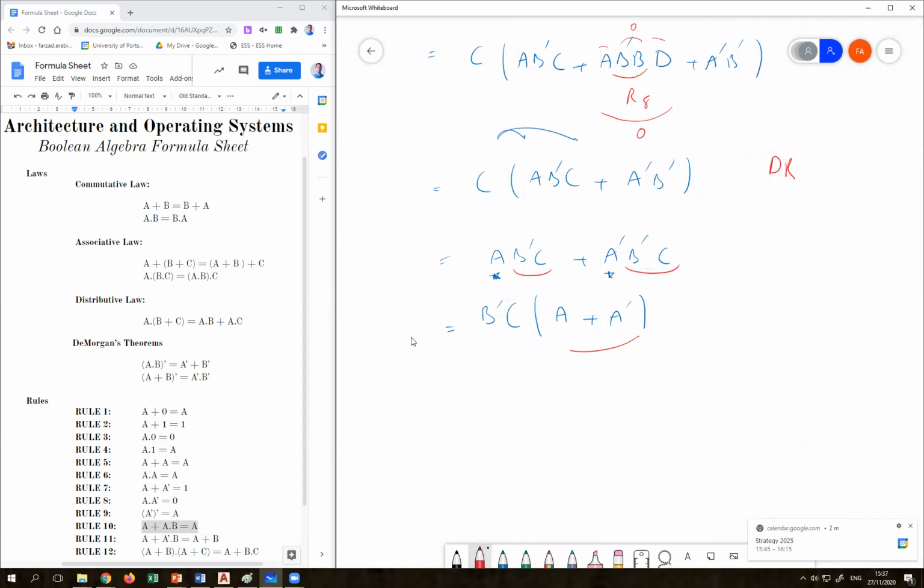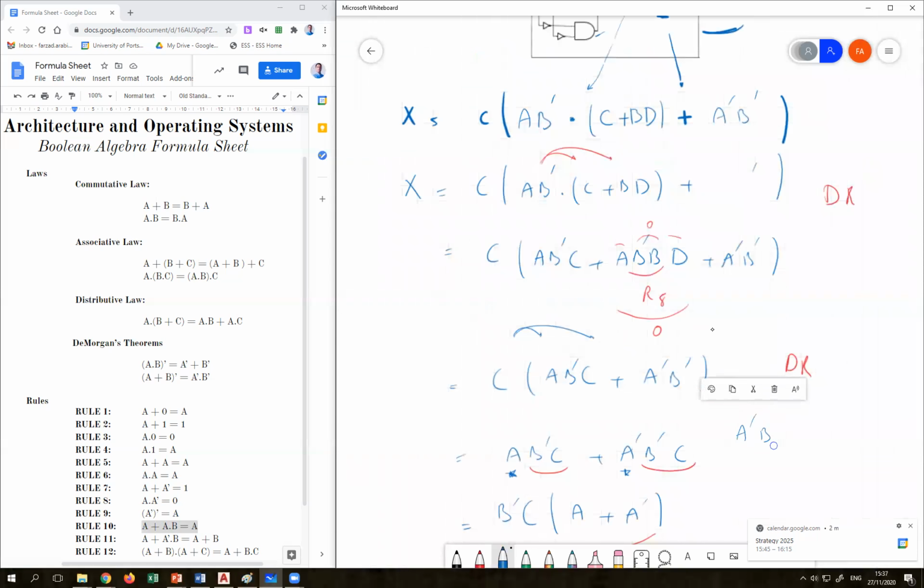There you go. What is this rule? Rule number 7. Also, do I need to know the rule? No. A or A naught, always one of them is 1, so the output is 1 because it's an OR gate. So this is equal to 1. So it's equal to B naught C and 1, which is equal to B naught C. So this is the final answer for this.